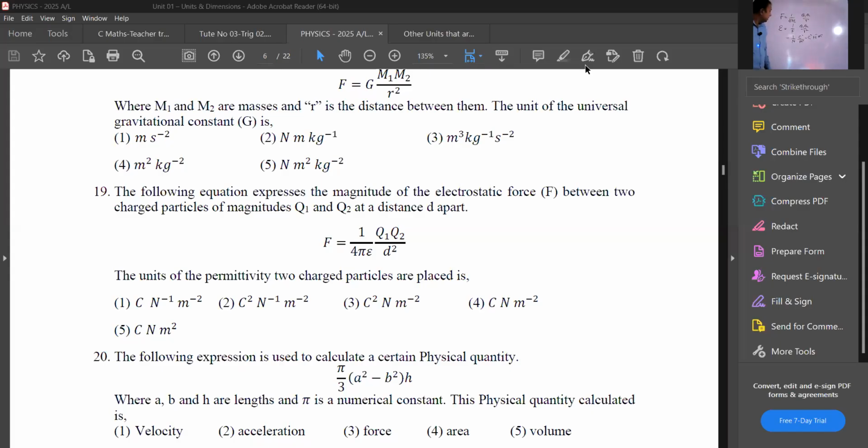So what is the answer? There should be C squared. There are only two answers with C squared, answer number 2 and 3. So the answer is 2, no? Answer is 2.